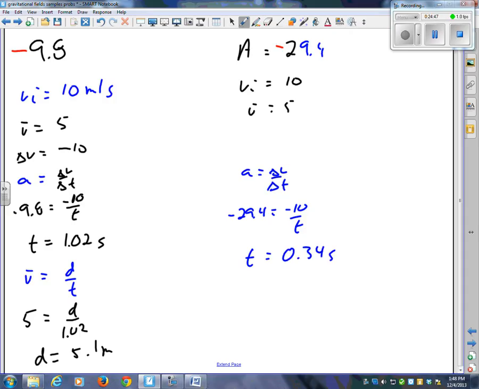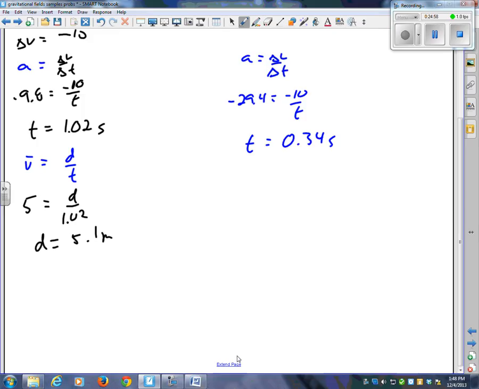How come? Because the acceleration is so much greater. It's pulling it down. But how high does it go? I only threw it at 10 meters per second. It's only going for 0.34 seconds. Do you already realize it's going to have to be less? Yeah. V bar is equal to D over T. The average is still 5. D over 0.34. And my D works out to a much smaller number, about 1.7 meters.